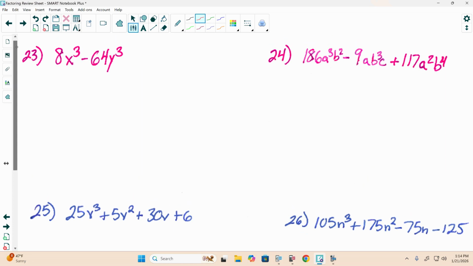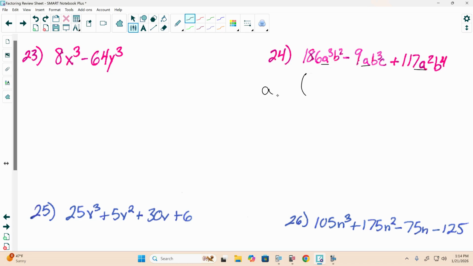186a cubed b squared minus 9ab cubed c plus 117a squared b to the fourth. That is a mouthful. First thing I would definitely be looking for is greatest common factor. Be looking for a number or term that goes into all three. Well, variables are nice to work with first, because a does show up in all three terms. The smallest exponent attached to a is 1. So the most a's I can take out of all three is just a.